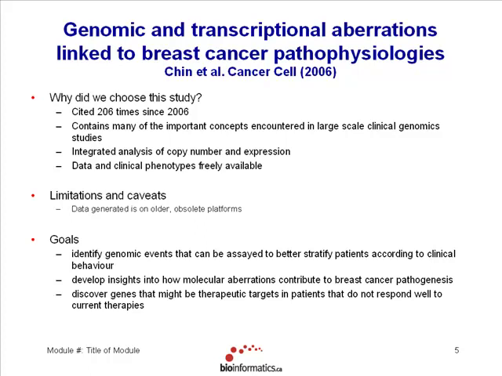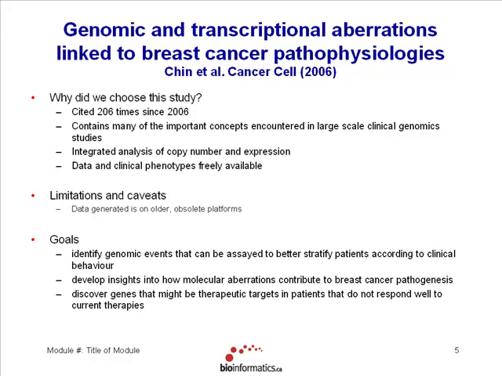There are some limitations to this paper. Of course, the quintessential paper probably doesn't exist. The data was generated on older and, I would say, obsolete platforms, but that doesn't mean the concepts aren't the same. It's just that the data you may be generating today will probably be denser and higher dimensional than the data sets in this lab. Nonetheless, I think it's worthwhile pursuing this.